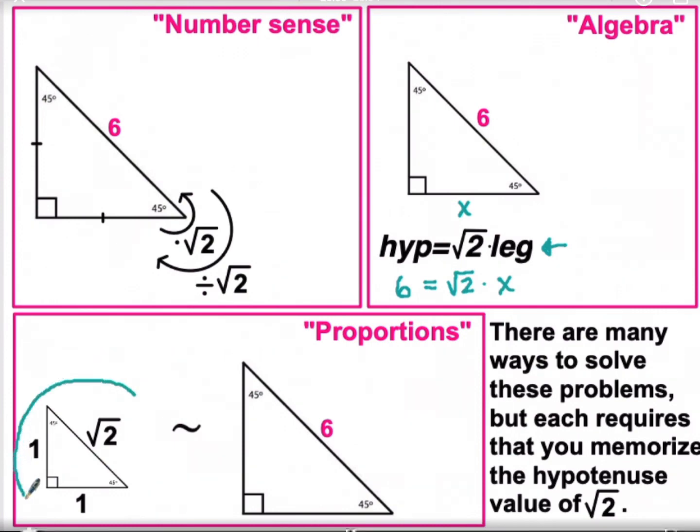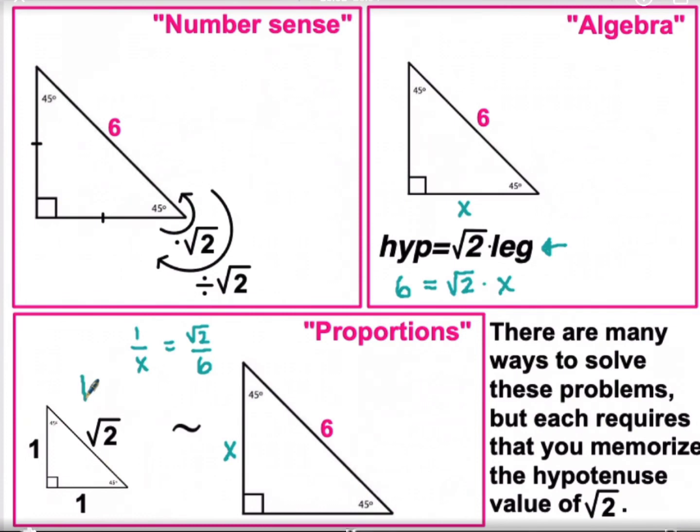If you can just know that there's this basic building block of all 45, 45, 90 triangles that have sides of 1, 1, square root of 2. Well, every 45, 45, 90 triangle is similar to a bigger one or even a smaller one. So we could solve for the side of a leg by saying, okay, well, the 1 is to the x as the square root of 2 is to the 6. And we could cross multiply to solve that.